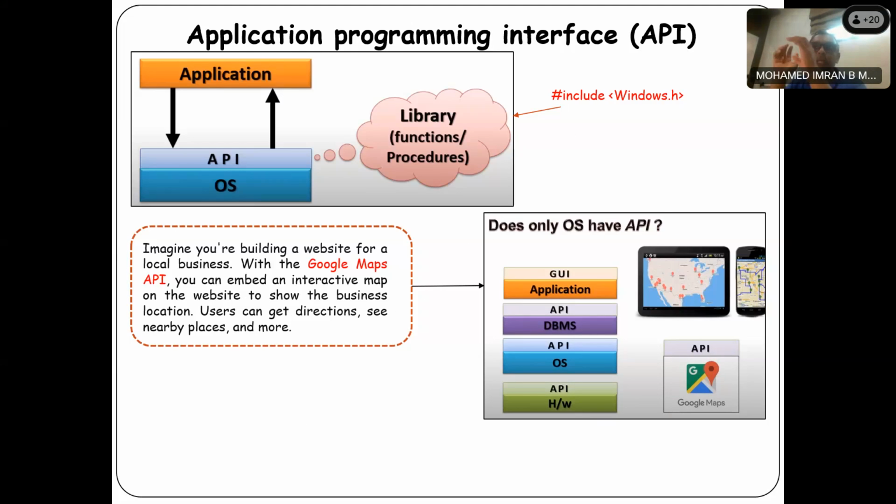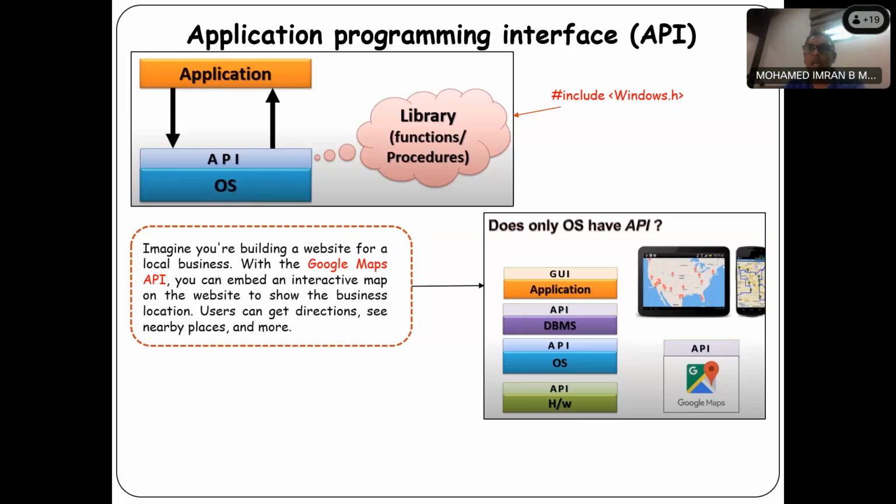So you want to put the Google map inside this particular website. Basically, you just use the function called Google Maps, the Google Maps API. It's a function by Google, and automatically you will get the Google map inside the website that you want to build.